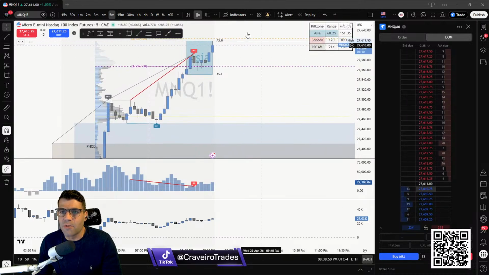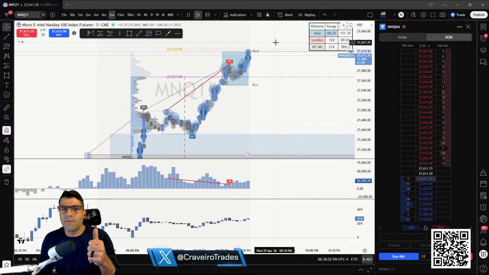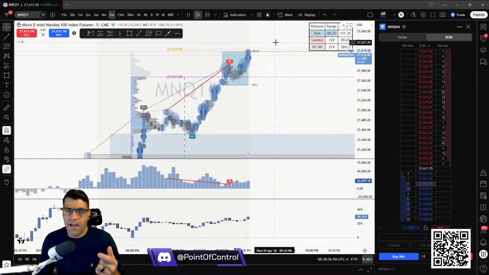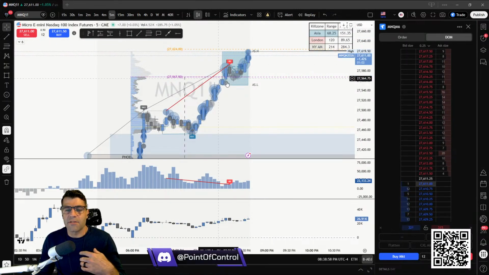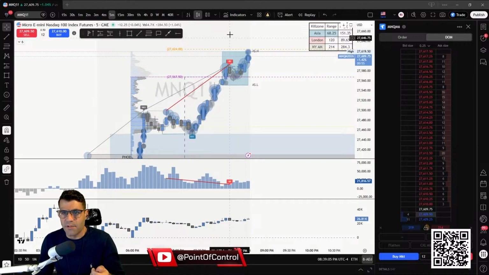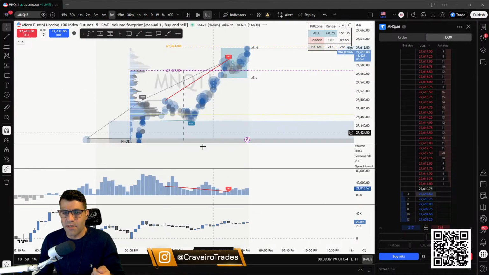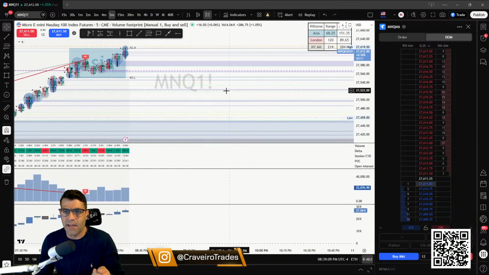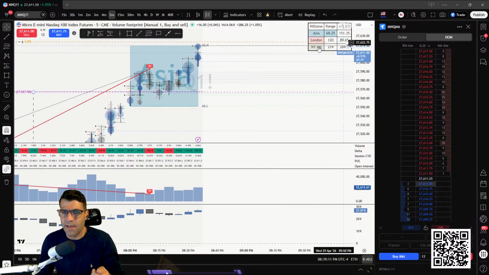My entry model requires a CVD divergence, a delta divergence at a key level. It can't just be anywhere, so it's got to be at a key level, which we are. CVD divergence, then a delta divergence on the volume footprint. I use volume footprint candlesticks when I am now entertaining entries.